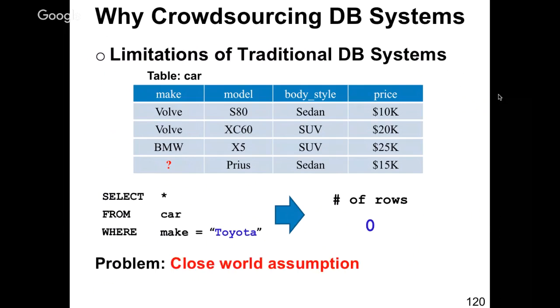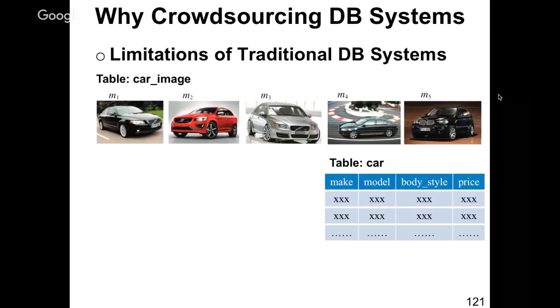More technically, we can say that existing DB systems have a closed world assumption. As such, they cannot retrieve a record which currently does not exist in the database store, but actually exists in the real world. The second limitation is about performing the machine-hard tasks mentioned by Guoliang and other colleagues.